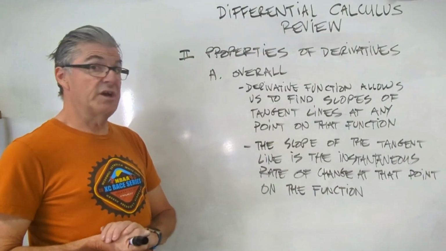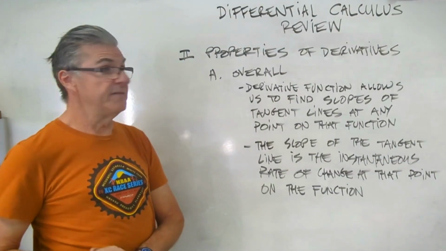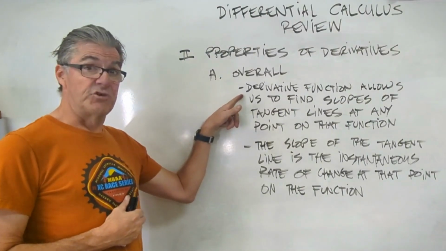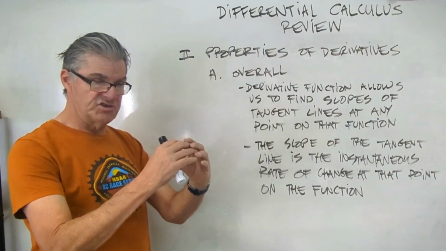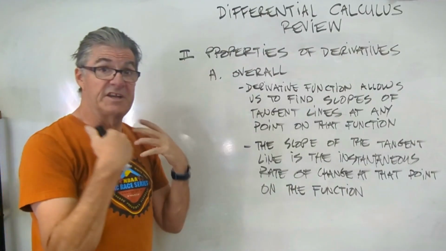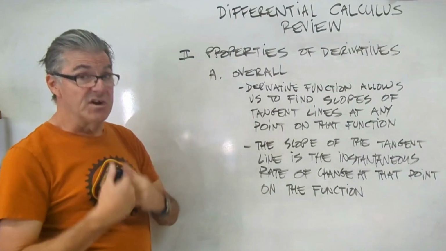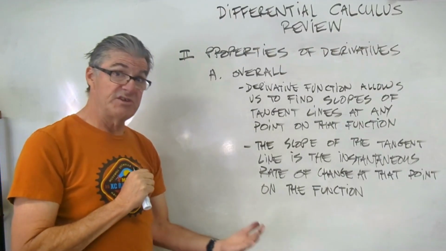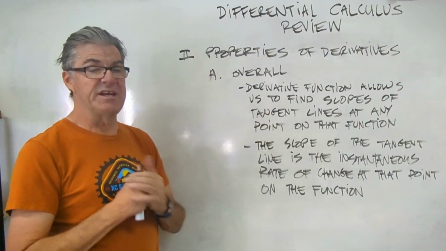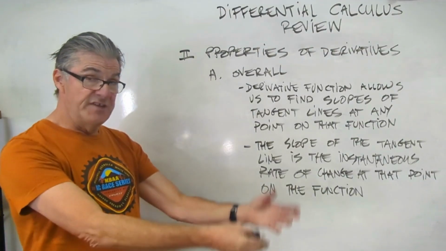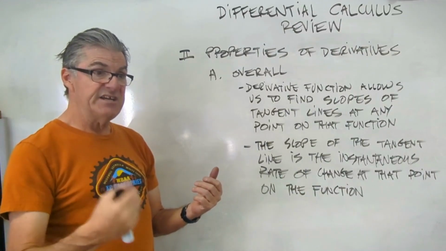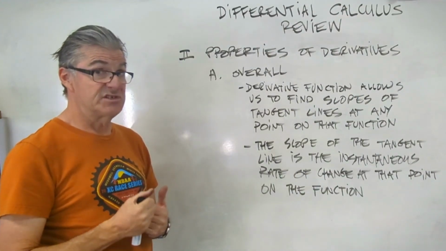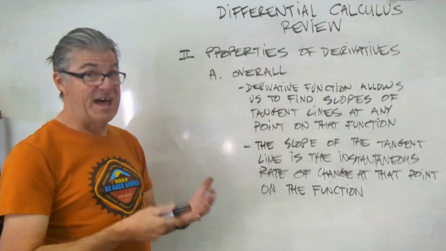Now what we're going to do is take a look at properties of those derivatives. So first, overall, when we find a derivative function, we take a function, we leave the x in there, and we find its derivative function. That function allows us to find the slope of a tangent line to the original function at any point on that function. So we find the derivative function, then we can take an x for the function, plug it into the derivative function, and it tells us the slope of the tangent line at that point.